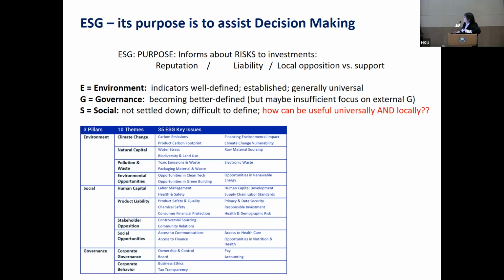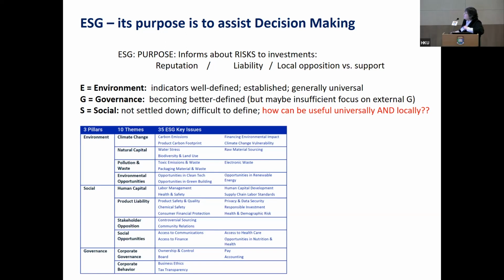But S is not settled down. And the reason is it's so difficult to define. Now I want to tell you a little bit about why it's fundamentally difficult to define. It's not a matter of spending more time on it. It's not a matter of throwing more money at it. It's not a matter of getting 10 committees to meet and locking them up until they come up with a solution. It's much more fundamentally difficult than that.